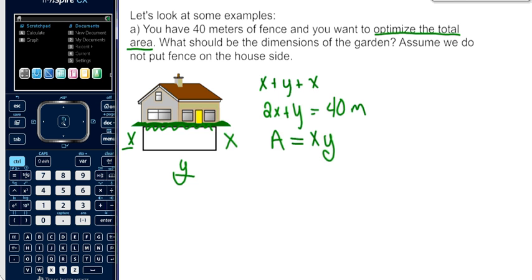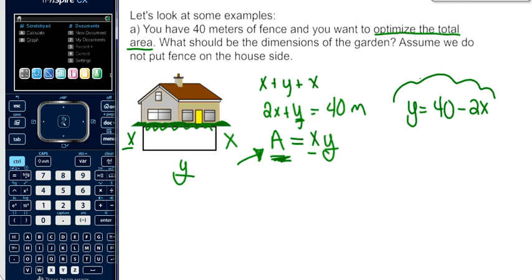And we've got 3 variables here. We've got A, x, and y. And that's one too many to work with. So we have to use the previous equation that we created, this 2x plus y equals 40. We can solve for one of those variables and then substitute it into our area equation, which is the one that we want to maximize, because we want area to be the maximum. The easiest one to solve for is y, because it doesn't have a coefficient. So y equals 40 minus 2x.